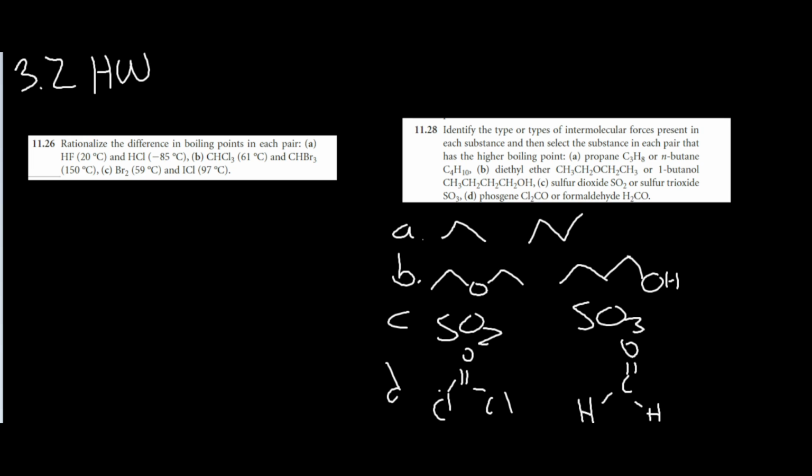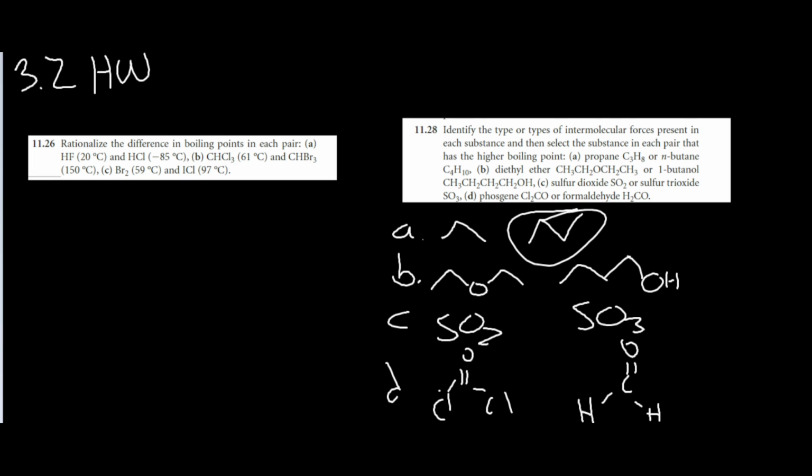And then for 28, it asks to identify the types of intermolecular forces present, and then select the substance in each pair that has the higher boiling point. So for A, we have propane, on the left, and n-butane, on the right. Propane is smaller overall, and butane is larger overall. Since they are both nonpolar and have no hydrogen bonding, it is just LDF forces. So butane has a higher boiling point because it is larger.